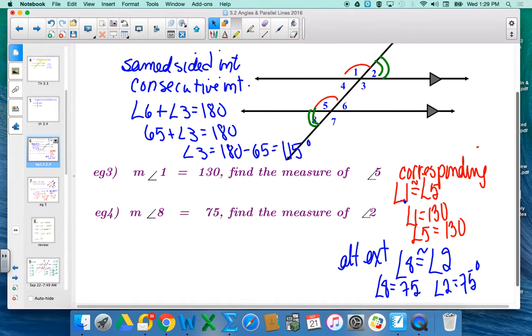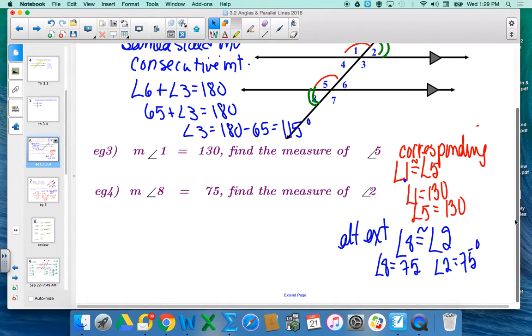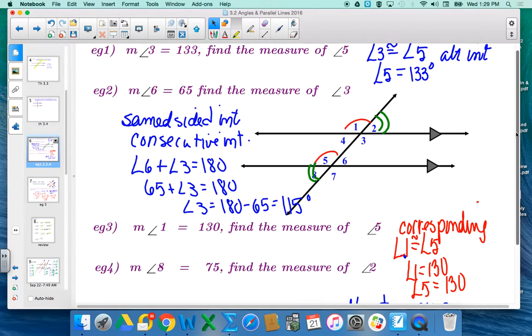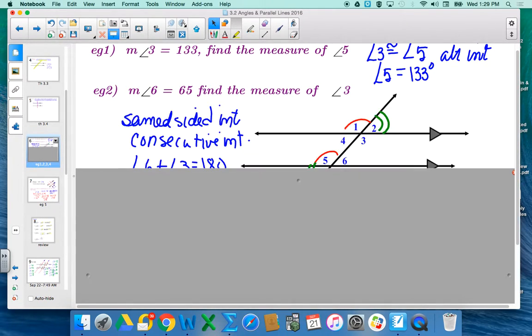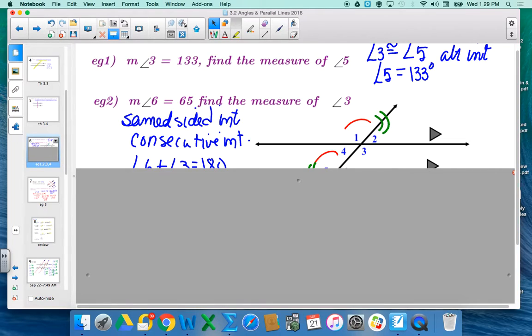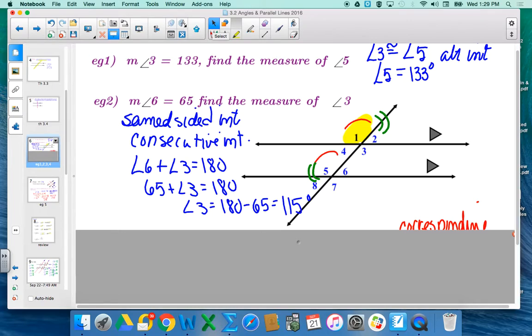How y'all doing? Pretty good. Alright. Everybody got it? I think the trickiest one is corresponding. The easiest way to figure out if it's corresponding, and I can't do this because it won't matter, but y'all will do it this way. If you cover up the bottom half and you see that angle 1 is right here, you want something in the same position on the bottom half. So 5 is in the same position. Everybody see that?